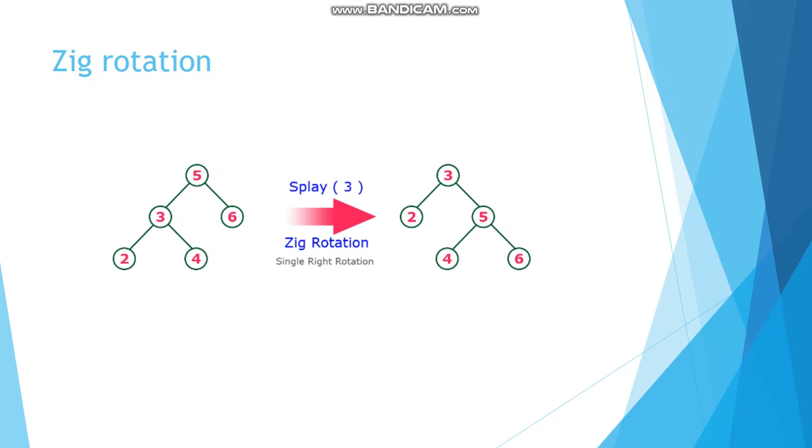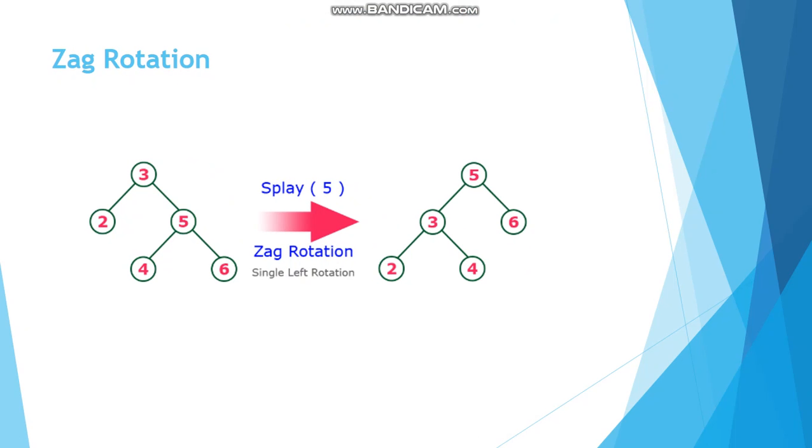Zig rotation is similar to the single right rotation of AVL tree. In this rotation, every node moves one position to the right from its current position, as it can be seen in the slide. We are basically splaying node with value 3. In this process, the right child of node 3 is adjusted by becoming the left child of node 5.